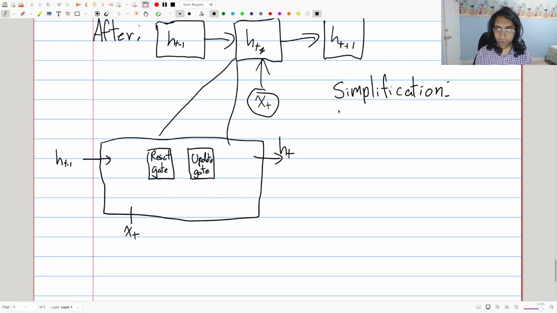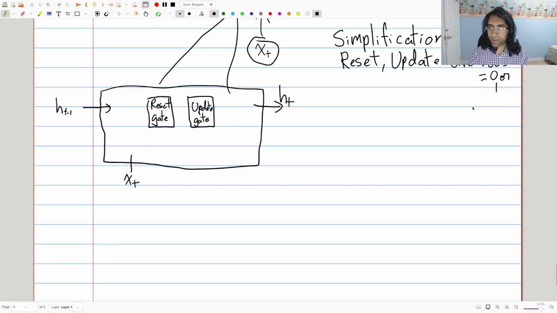So our simplification is, suppose that we have some Booleans, so just reset and update bools, equal to 0 or 1. That's all I mean. So the idea or the logic of this type of cell, as we call it, this gated recurrent unit, is going to be something like the following. This is kind of what we want to do. Of course, we can't write if statements using neural networks this easily, so we're going to see how to translate this into neural networks, but we're kind of going to want to do the following.